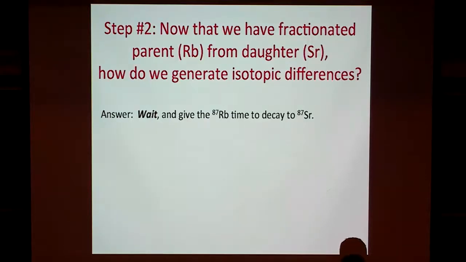How do you fractionate two trace elements that have parent-daughter relationships? Okay, so step two then is, after you fractionate the parent from the daughter, how do you generate isotopic differences? Well, the key is to wait and give 87 rubidium time to decay to 87 strontium, or give 147 samarium time to decay to 143 neodymium.